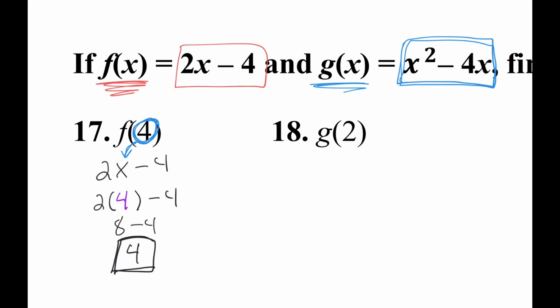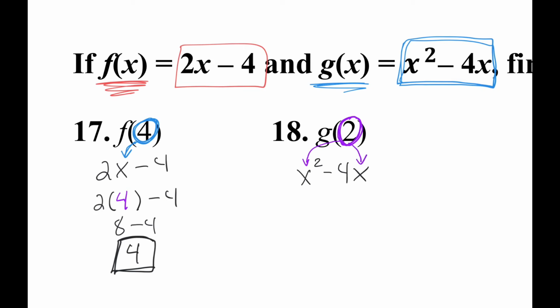Number 18, we have g of 2. Now here we're going to use the other function, which is g of x. And my input is going to be 2. So g is over here, g of x is x squared minus 4x. So I'm going to bring that down, x squared minus 4x. And I'm going to take the number 2, which is your input, and substitute into every x in the function. So we are going to substitute here and here.